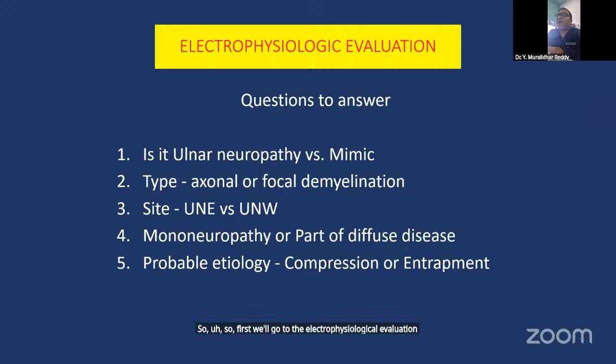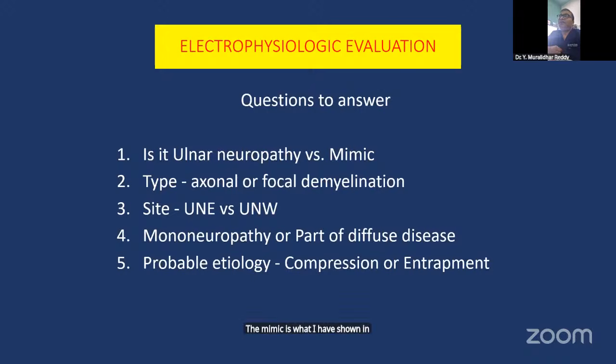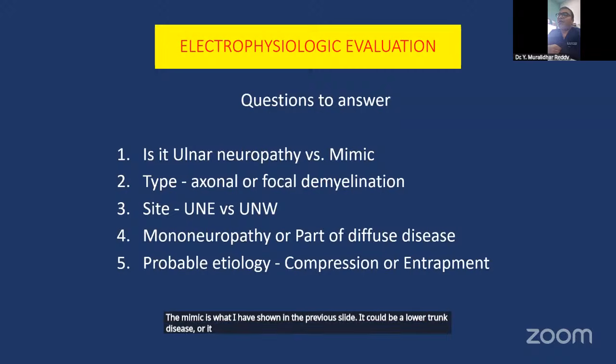When you approach a case of ulnar nerve clawing or ulnar neuropathy in the electrophysiology lab, we have to answer specific questions. The first question is: is it just an ulnar neuropathy or a mimic? The mimic is what I have shown in the previous slide. It could be a lower trunk disease, or a medial cord disease, or a C8-T1 segmental disease or a root disease.